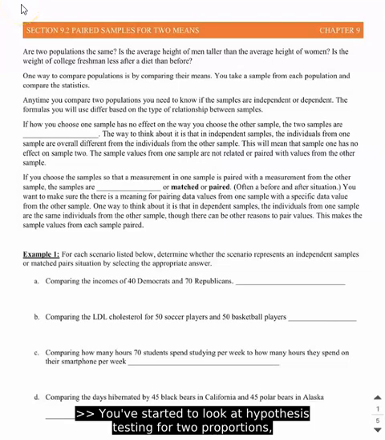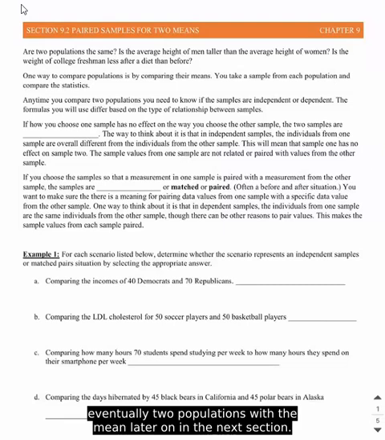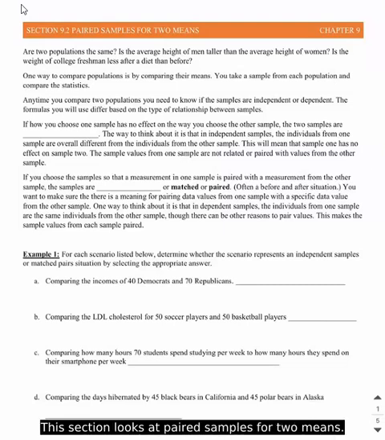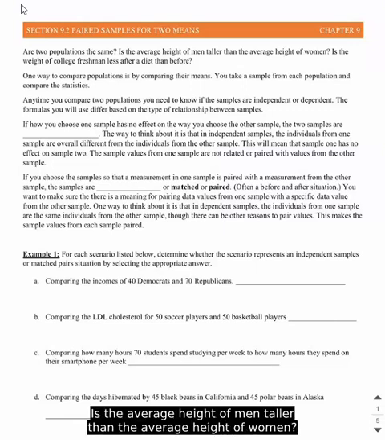So we've started to look at hypothesis testing for two proportions, eventually two populations with the mean later on in the next section. So this section looks at paired samples for two means. So, the questions we want to think about: are two populations the same? Is the average height of men taller than the average height of women? Is the weight of college freshmen less after a diet than before, right?